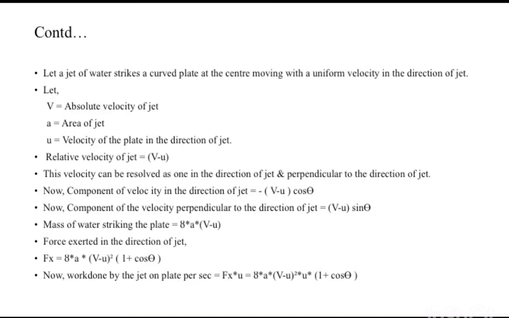Now the mass of water striking the plate is given as rho into A into velocity, where velocity is the relative velocity, that is V minus u. Now we have to find the forces acting. So Fx can be given as rho into A into relative velocity into (initial velocity minus final velocity). Initial velocity is V minus u, final velocity is minus (V minus u) cos theta. Therefore Fx is equal to rho A (V minus u) squared into (1 plus cos theta).